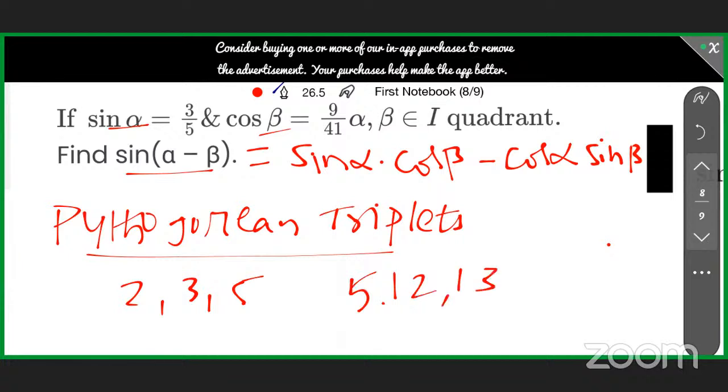Understood? So basing on these Pythagorean triplets, please do it, because that will also reduce the time. That will also easily help us to find the value, because we know that sine is opposite by hypotenuse, whereas the cos is adjacent by hypotenuse. So if it is 5 means this will become 3 by 5.